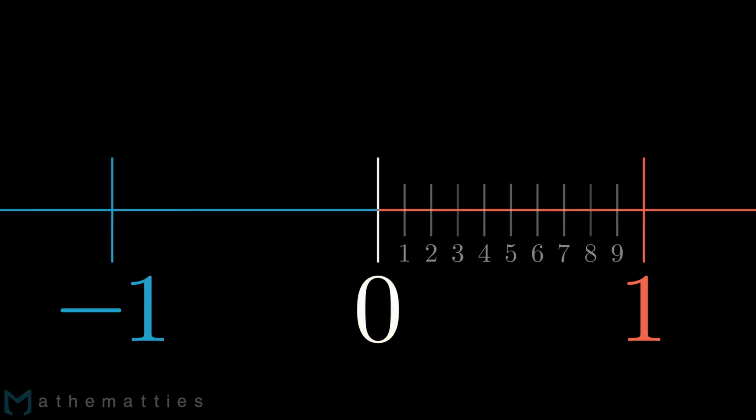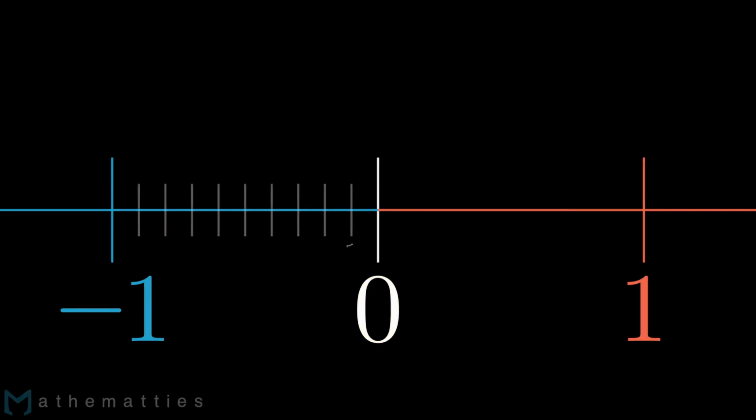On the left side the same thing happens, but now mirrored. We again divide from 1 to 9, but now we number from the right to the left. It is now shown where we find minus 0.2 or minus 0.8.